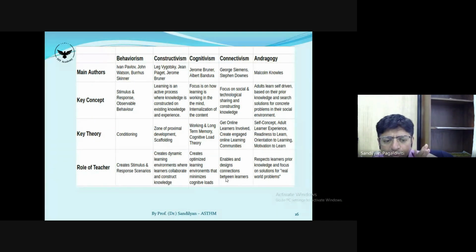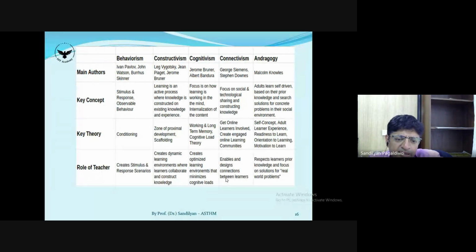For those of you who are more interested in knowing all these different learning theories, I have put here the broad theories and the key authors. So you can search for their work on the particular subject and you will get some information. I have just put this slide for you all to understand what are the key concepts. For example, for behaviorism, it is response to stimuli or observable behavior. For constructivism, the key concept is an active process where knowledge is constructed on existing knowledge.